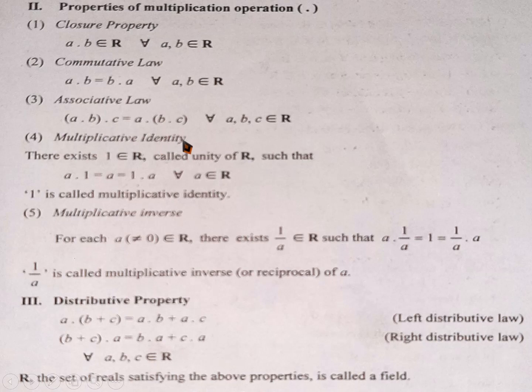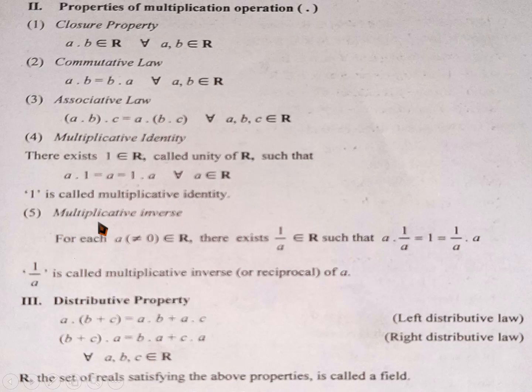As in addition we had the additive identity, here is the multiplicative identity. This is a unique element from R, 1. And if we multiply any element with 1, we get no change. a into 1 is equal to a, and 1 into a is also a, whether the multiplication is from the right or from the left. So this unique element of R is called the multiplicative identity in R.